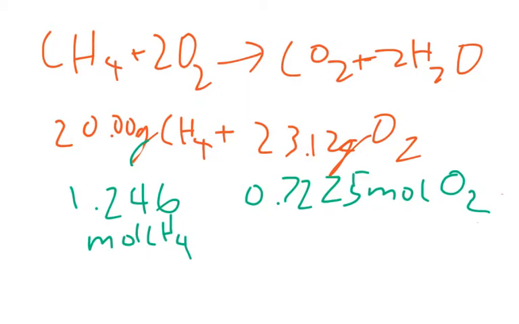So now what do we do from here? How do we find the limiting reactant? Well, remember how we have to find the reactant that produces the least amount of product. So let's get going and do that.